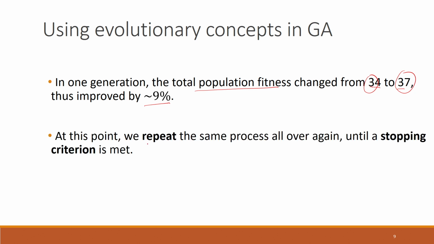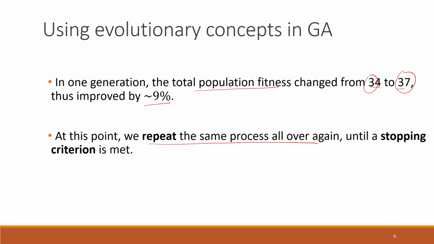So at this point we will repeat the same process all over again if the termination criteria is not reached, until that termination or stopping criteria is met. For example, we may set a termination criteria that as soon as the total population fitness becomes within say 1% of what we started with, then we can decide to stop and so on.